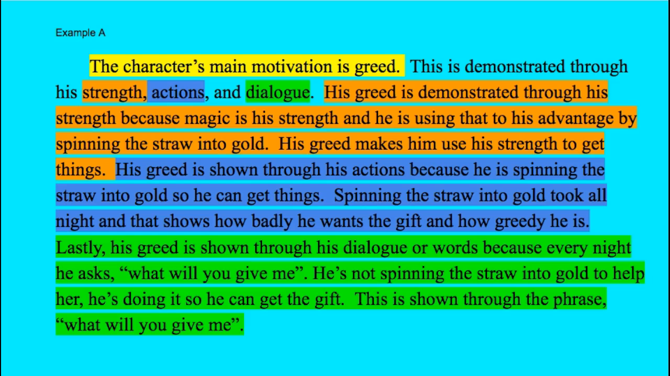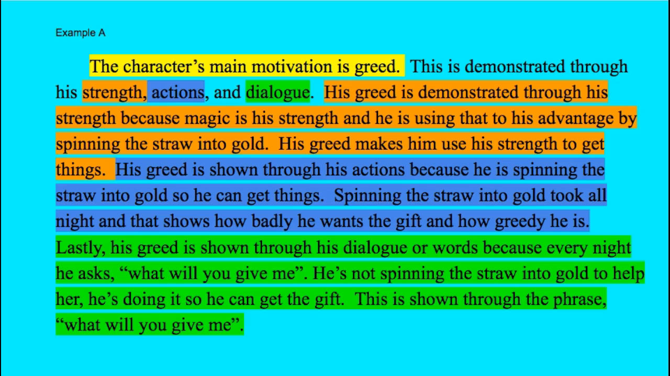The character's main motivation is greed. This is demonstrated through his strength, actions, and dialogue. His greed is demonstrated through his strength because magic is his strength, and he's using that to his advantage by spinning straw into gold. His greed makes him use his strength to get things. His greed is shown through his action because he is spinning the straw into gold so he can get things. Spinning straw into gold took all night, and that shows how badly he wanted the gift and how greedy he is.